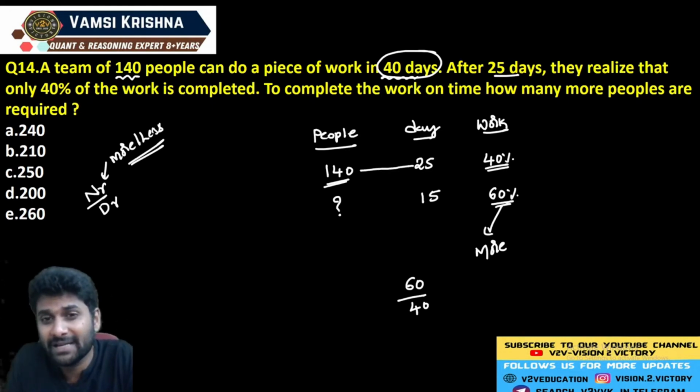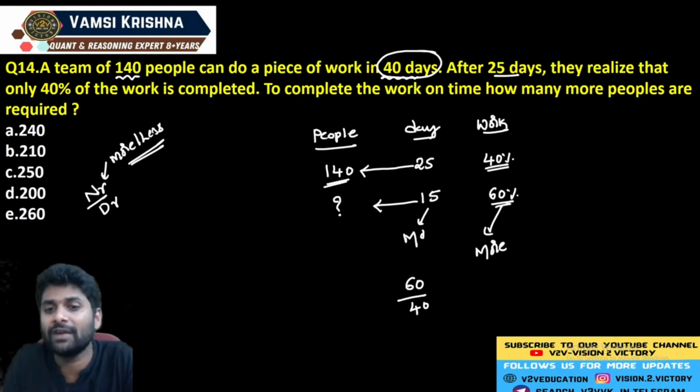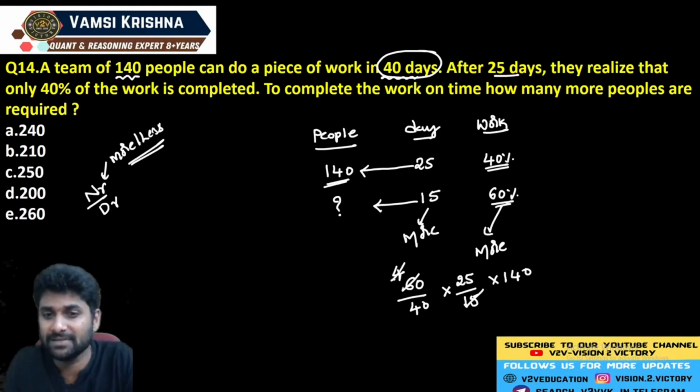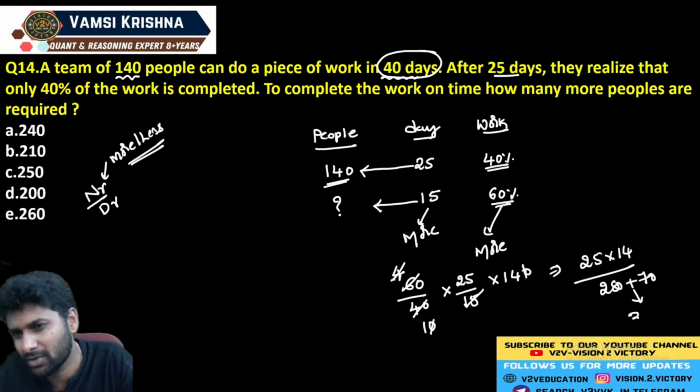See, if the work is completed by 140 people in 25 days, and you want to complete it in 15 days, do we need more people or fewer people? Definitely, we need more people. So, out of 25 and 15, 25 is the larger value, taken as the numerator, and the other value is the denominator. And multiply it by 140, guys. 25 is multiplied by 14. 14 twenties are 280, 14 fives are 70. So the number of people we need is exactly 350.